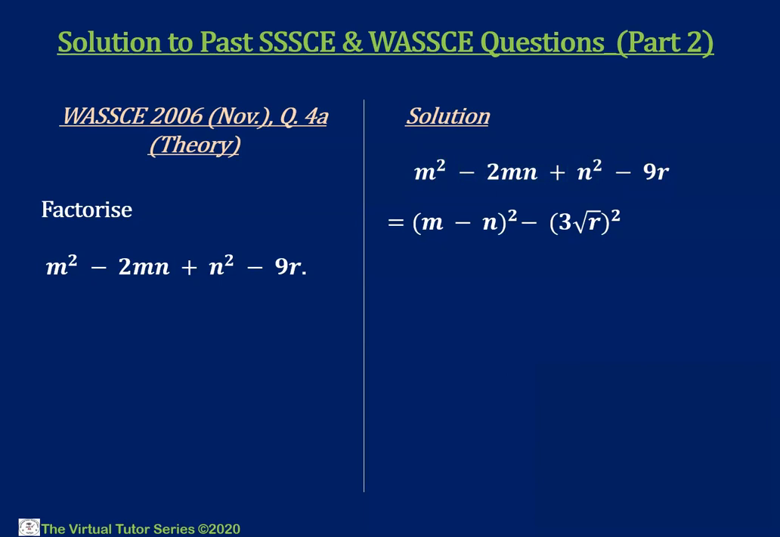We now have a difference of two squares, and we can factorize it by expressing the product of the difference between the first and second terms and the sum of the first and second terms. So we have into bracket m minus n minus 3 root r multiplied by into bracket m minus n plus 3 root r.